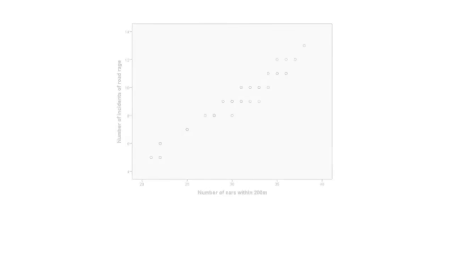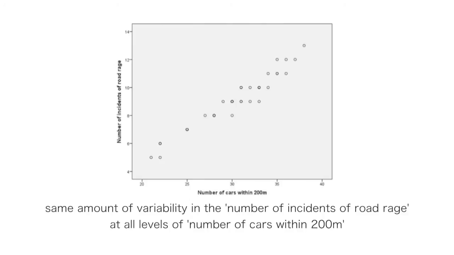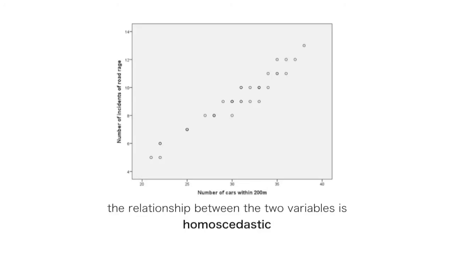A quick visual inspection of the scatter plot confirms that the relationship between the two variables is linear. That is, that they're roughly a straight line. The assumption of linearity has not been violated. In addition, there appears to be roughly the same amount of variability in the number of incidents of road rage at all levels of number of cars within 200 metres. So this also suggests that the relationship between the two variables is homoscedastic.